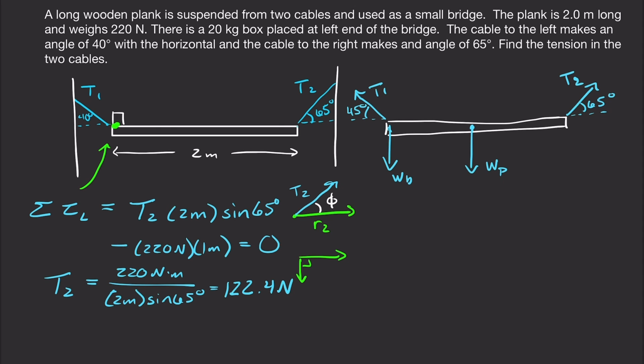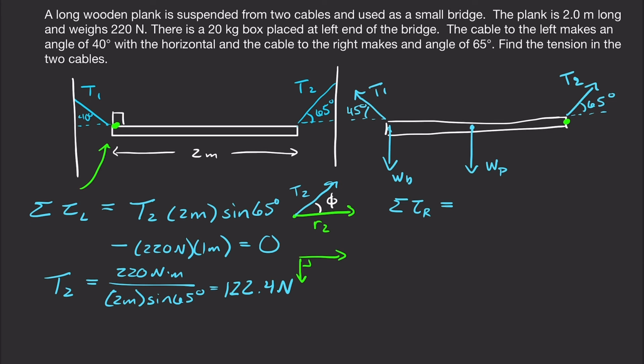Okay, so now we can do something similar for the right side. So if we sum up the torques about the right point, so now we're going to sum up the torques about this point. That's going to get rid of T2, even though we already know it. It's going to get rid of it, so we don't have to worry about it. So we sum up the torques about the right.